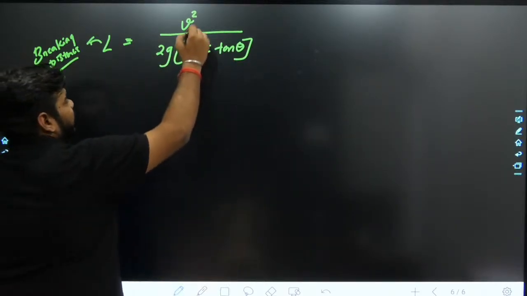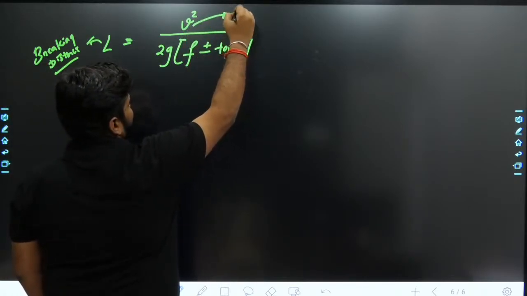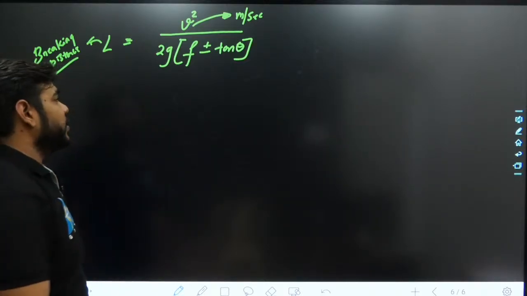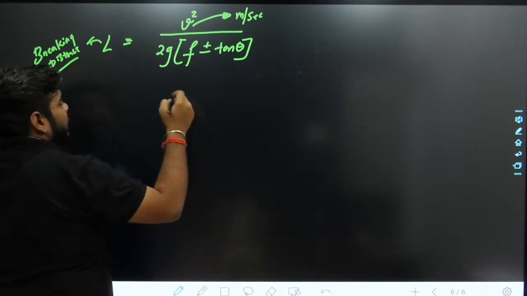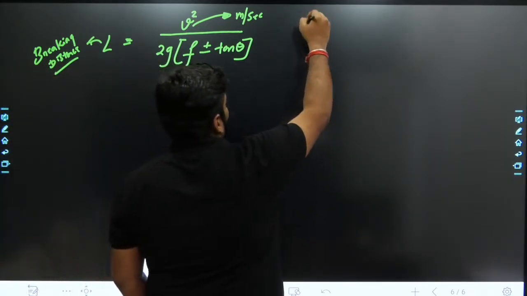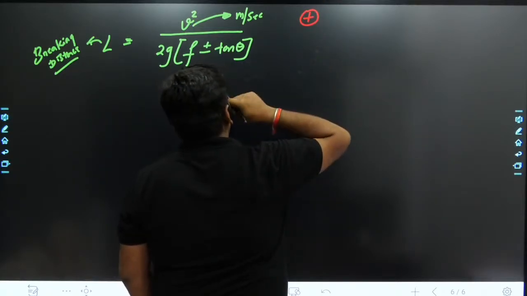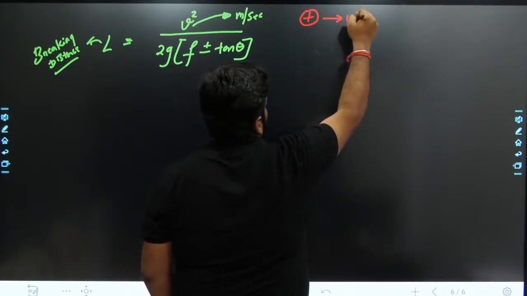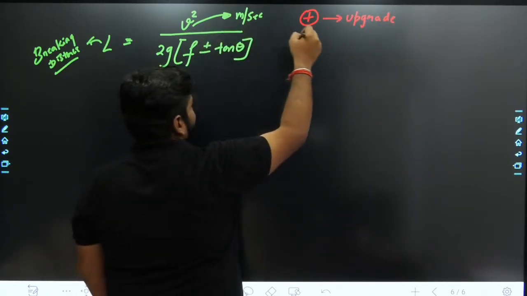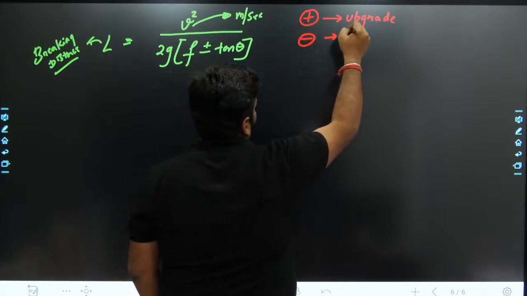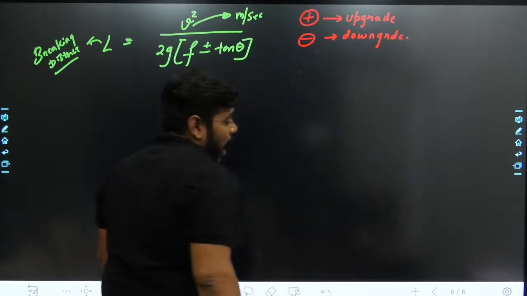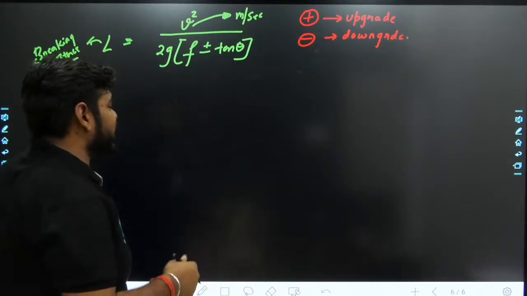Here the unit for v is meter per second. Now some of you, if you have a good memory, can remember it just by this: plus is for up gradient. Whenever your vehicle is moving on an up gradient, you use the plus in this equation, and minus is for down gradient. But let's see how I remember this particular thing.